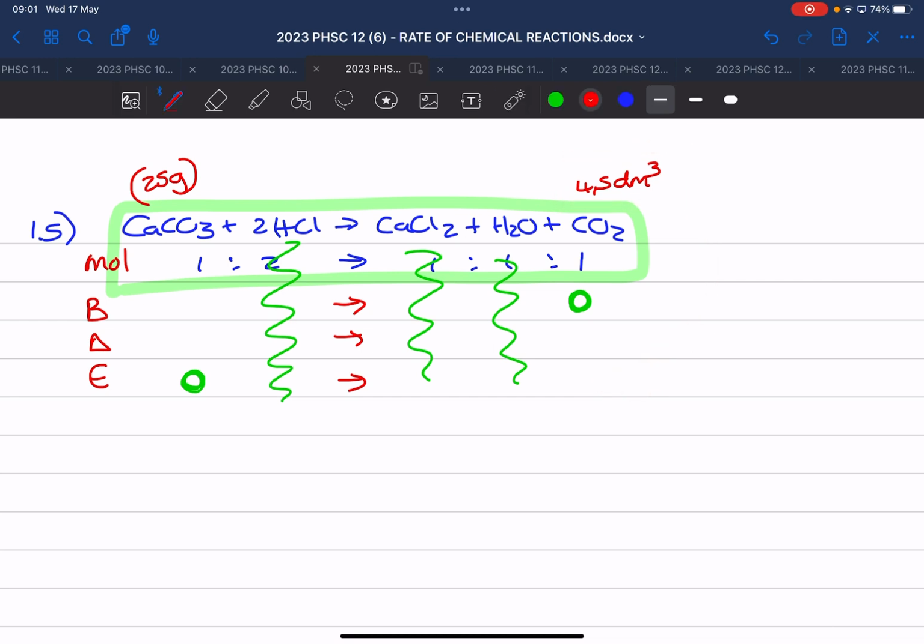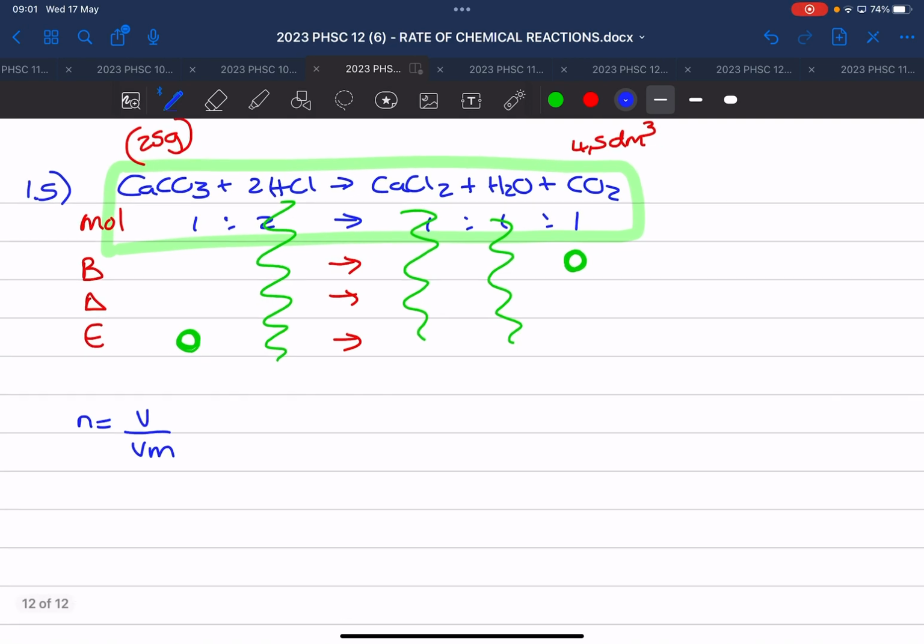Yes? Okay, so we're going to say mole is volume over volume or the molar gas volume. That is 4.5. And they say the molar gas volume they give us as 25.7. You get a mark for the formula and the answer. 0.17510. Okay, remember it's not your final answer, so you can't round off yet.